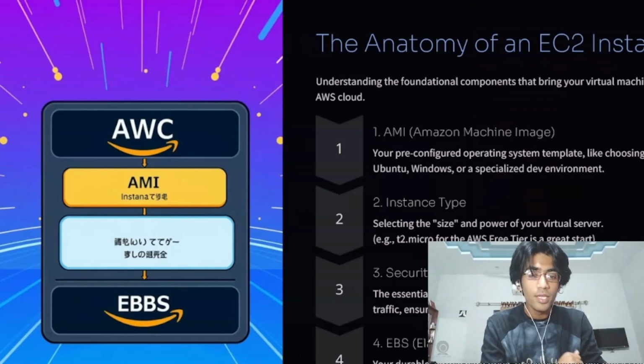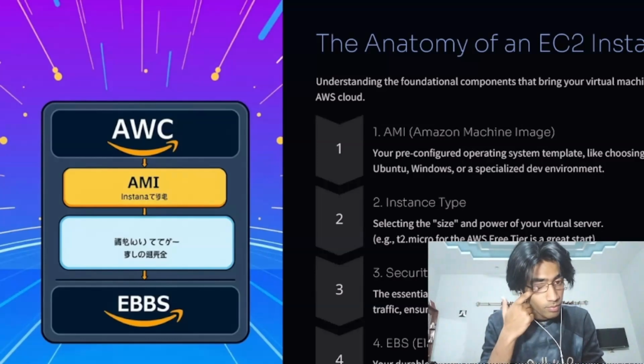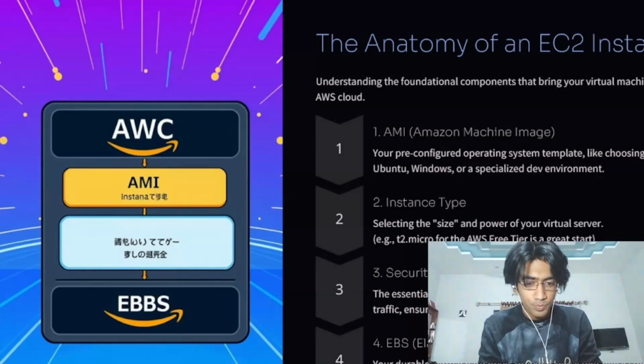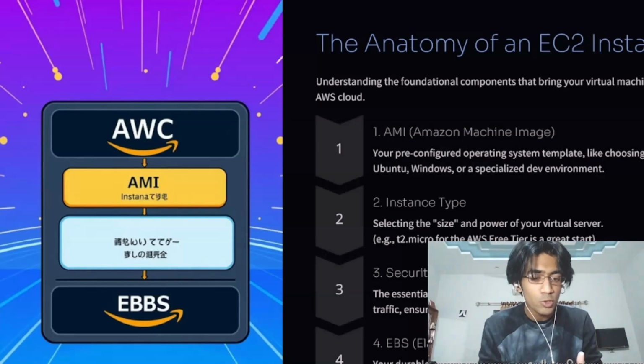Next up, we have the anatomy of EC2 instance, understanding the foundational concepts that bring your virtual machine to life in the AWS cloud. AMI, Amazon Machine Image, your pre-configured operating system template, like choosing between Ubuntu, Windows, or a specialized dev environment. We have instance type, selecting the size and power of your virtual server, for example, T2 Micro, for which the AWS free tier is a great start.